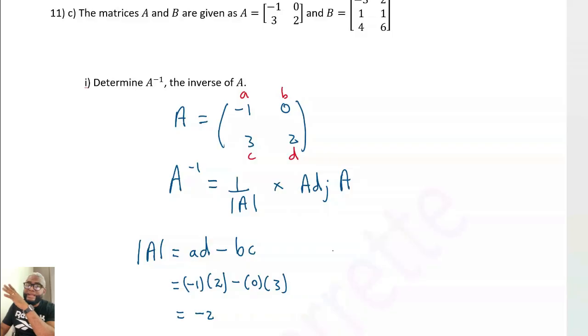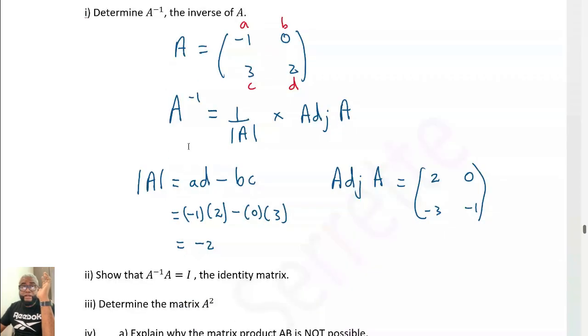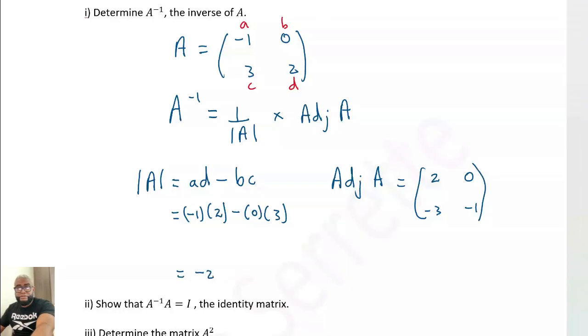That's the determinant. The adjoint is a little easier. ADJ means adjoint of A. So give me the adjoint. Anybody? 2, and 0 is 0, right? This 3 will become what? -3, and the -1 will come underneath here. Did you all at least get the adjoint? Everybody have the adjoint? So we're going to proceed to find our inverse now.